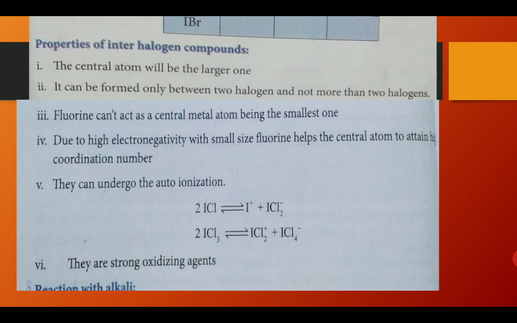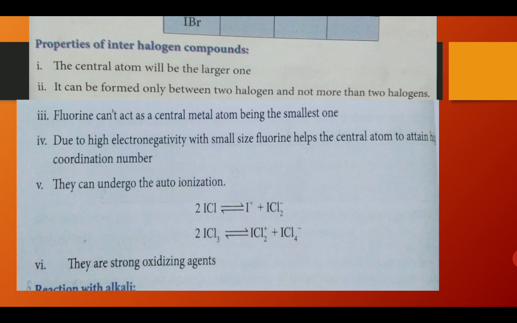Let us see the first one. The central atom will be the larger one. Among the 2 halogens, the central one will be the larger one, and the other one will be smaller. It can be formed only between 2 halogens, not more than 2 halogens. This is the main property. Fluorine cannot act as a central atom, being the smallest one. So among all the halogens, fluorine is the smallest one. Therefore, it cannot act as a central atom.